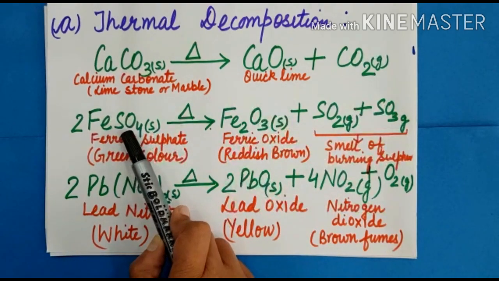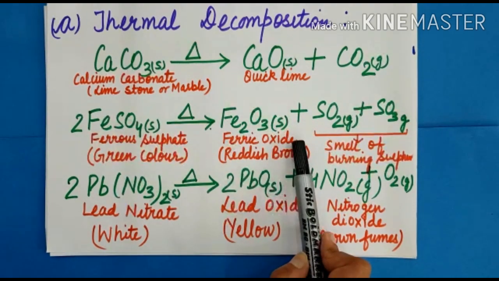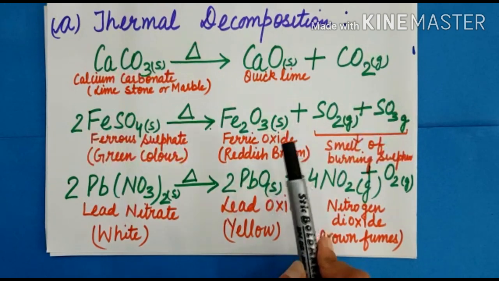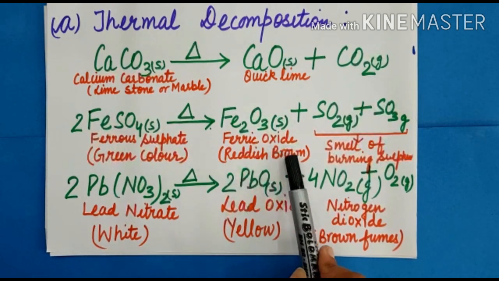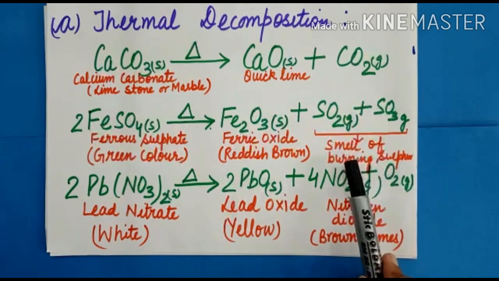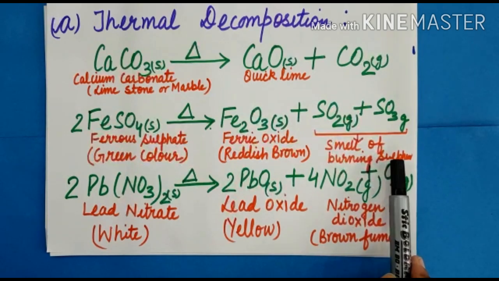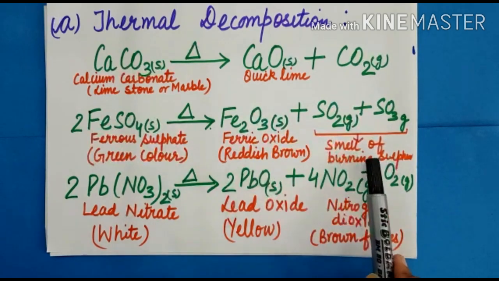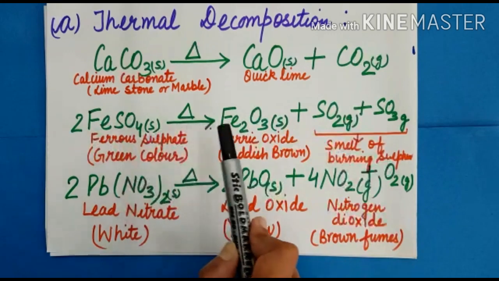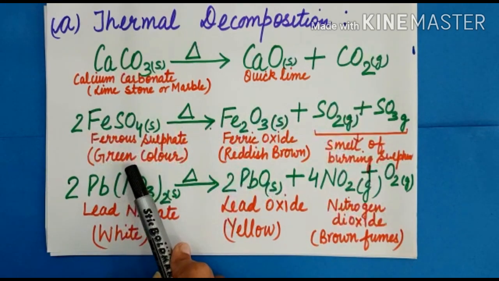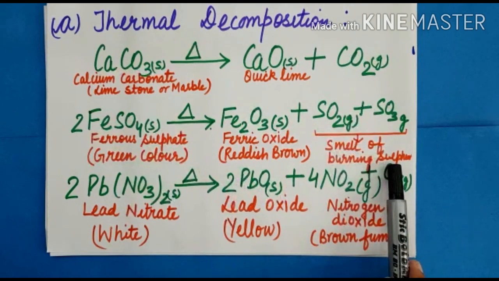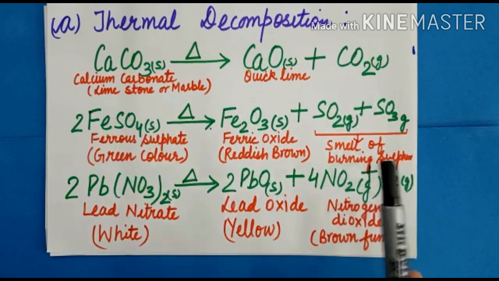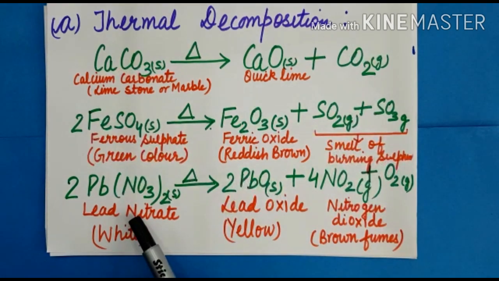When the FeSO4 breaks into ferric oxide, the observation is that reddish brown color is formed. Reddish brown color of ferric oxide is formed and the smell of burning sulfur is produced. So this is the observation. When ferrous sulfate is heated, the green color of ferrous sulfate changes into reddish brown and the smell of burning sulfur is produced. Now, third example, very important.